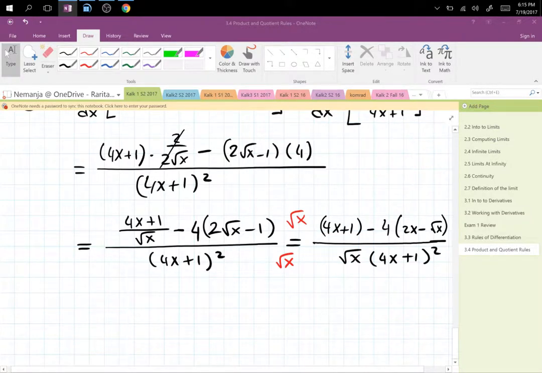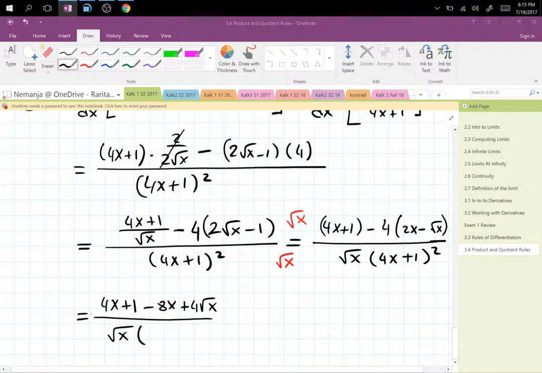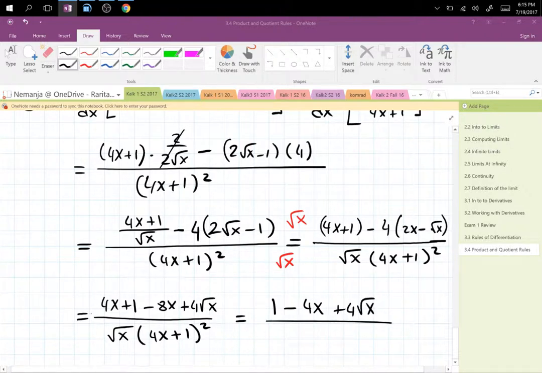So now this is equal to 4x plus 1 minus 8x plus 4 root x, divided by root x. So there's just a little bit of algebra to help with simplifying this. So this works out to be 1 minus 4x plus 4 root x divided by root x times 4x plus 1 squared.